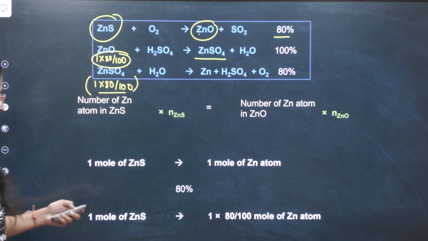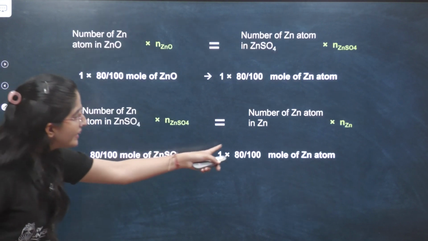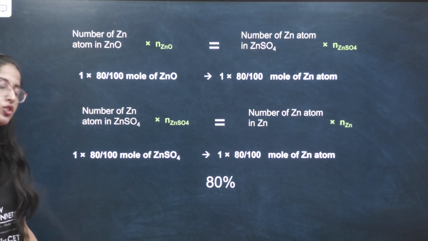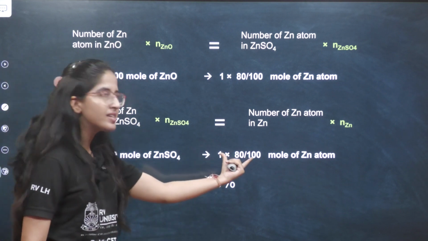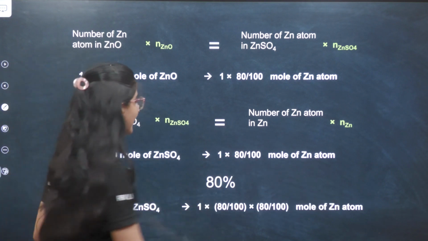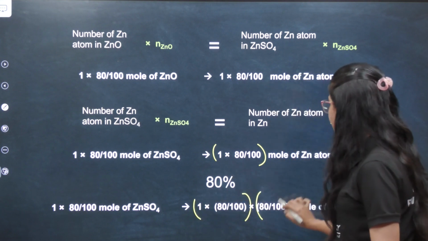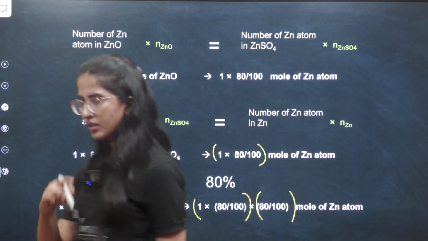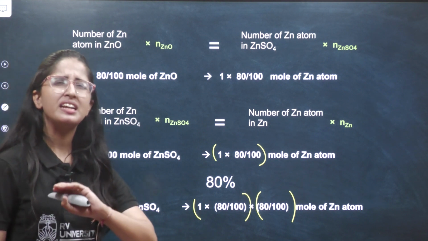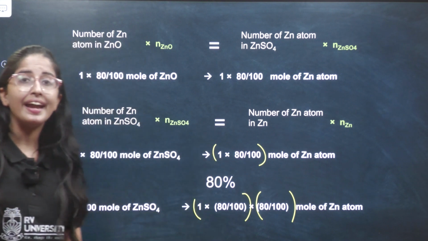So similarly, it should have given you 1 into 80 divided by 100 mole of Zn atom, but the yield is 80%. So what will you do? With the given answer, multiply by the yield again. So it will be 1 into 80 divided by 100, the same one, multiplied by the yield given. That's how you have to approach the problem. So the POAC method is very useful. You need not balance the equation at all.